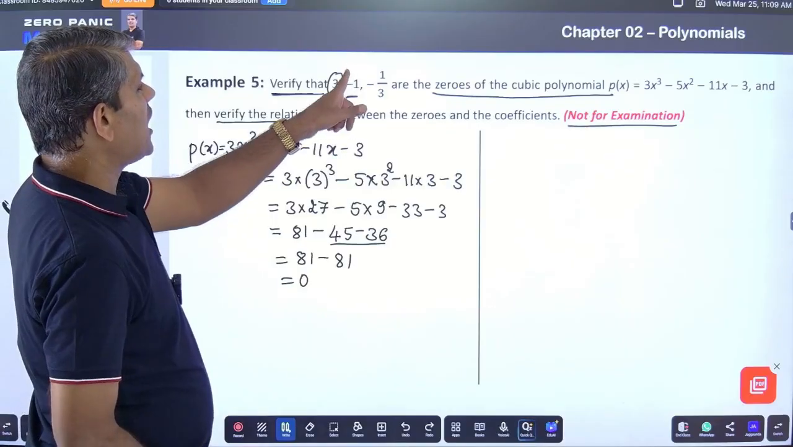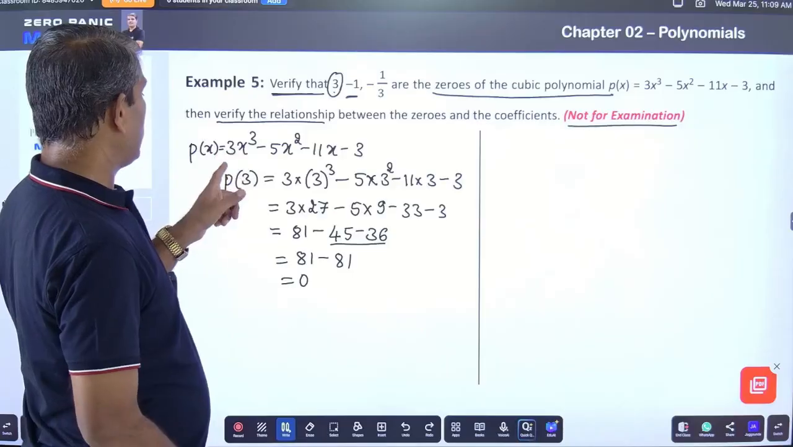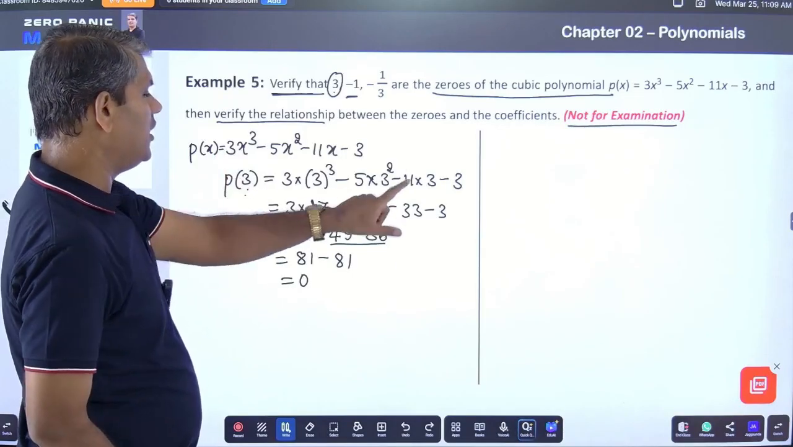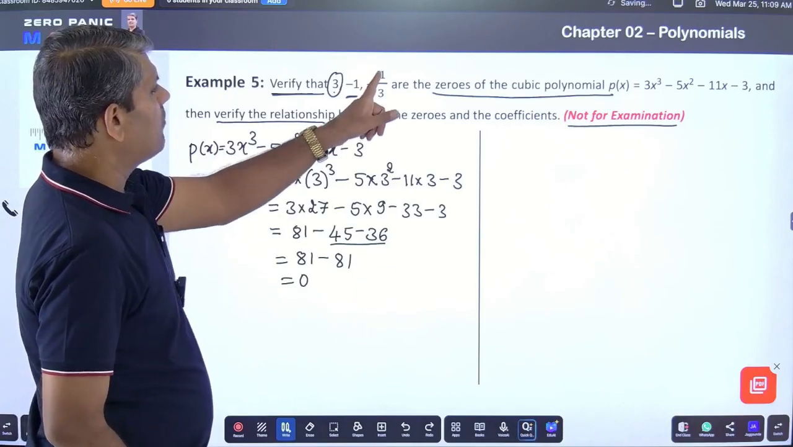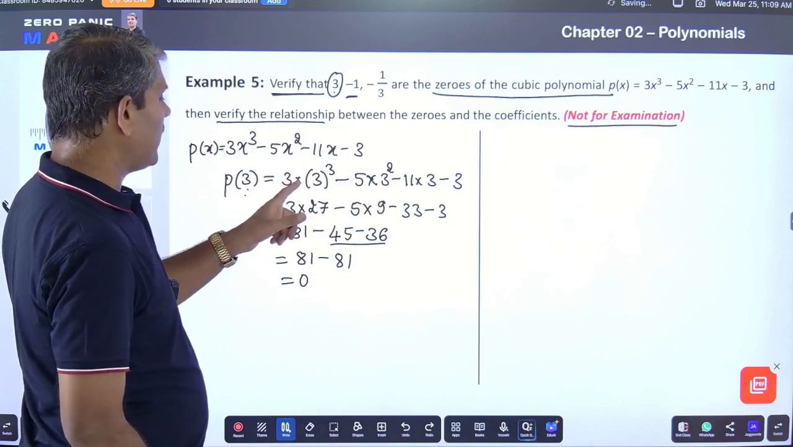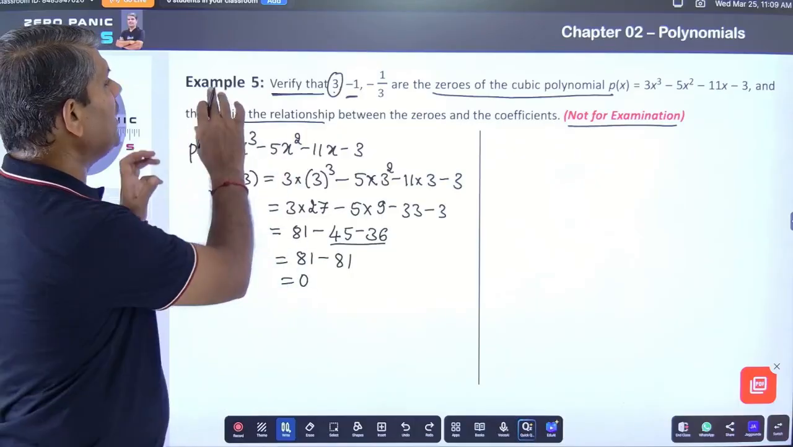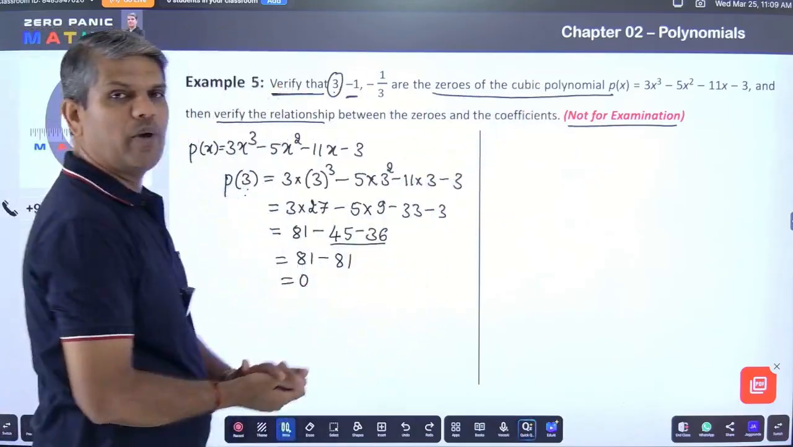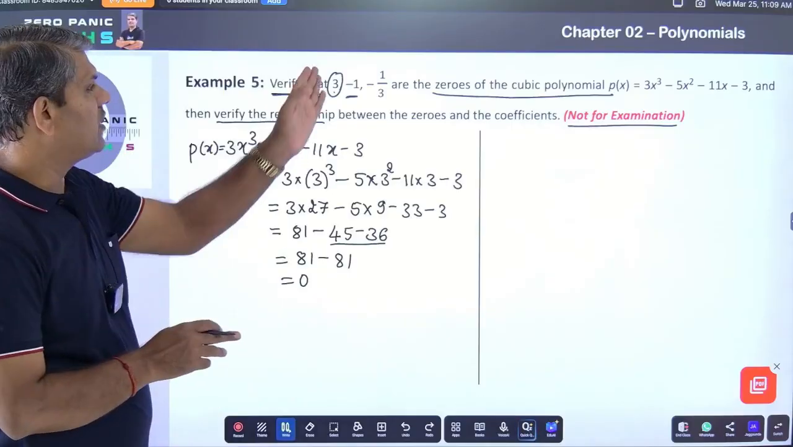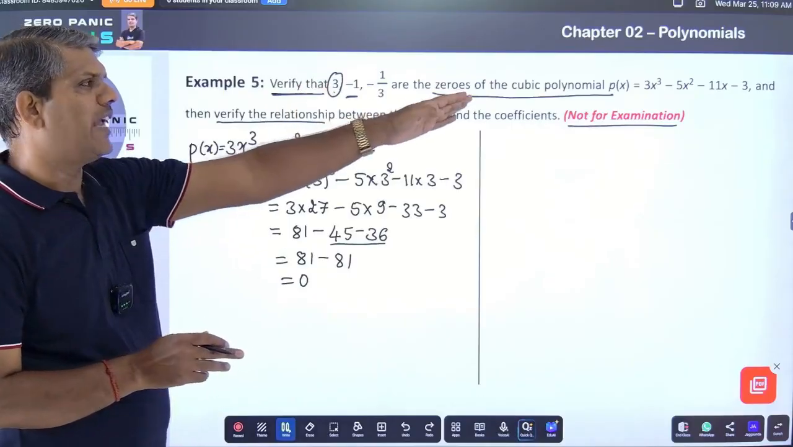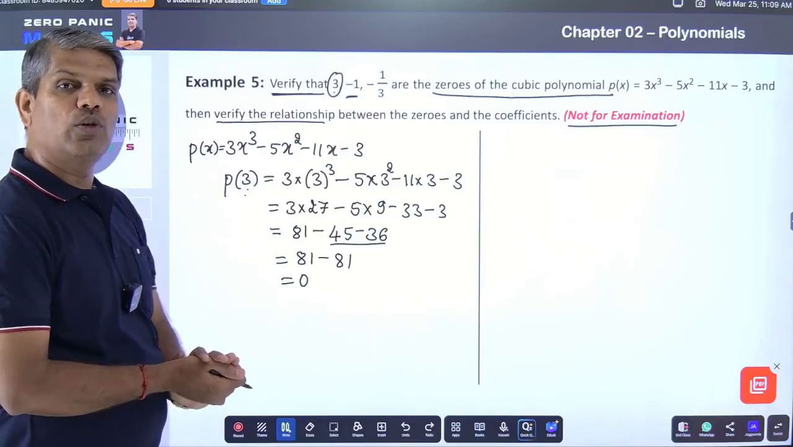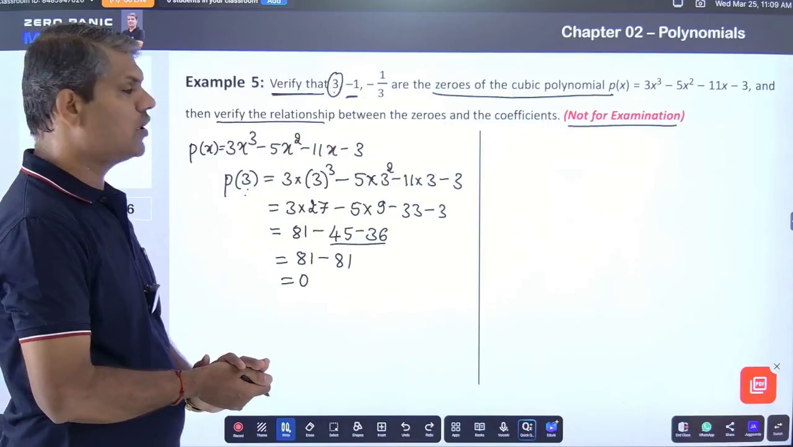Similarly, you can try for minus 1, putting p of minus 1, and you will get 0. Minus 1 by 3 in place of x, you are going to get 0. So that is how you complete the first part of this equation, that is to verify whether the given zeros are going to satisfy that equation for 0 or not.